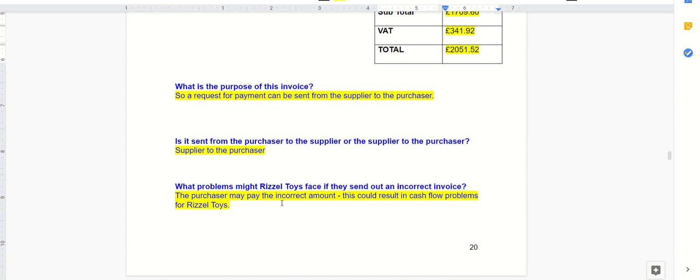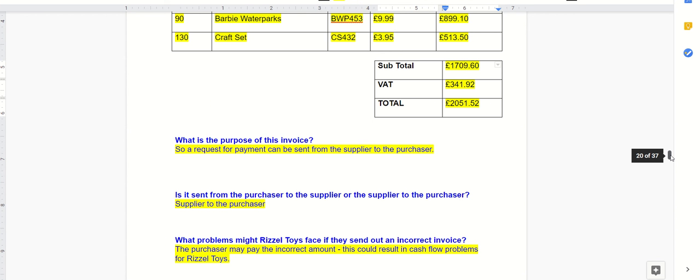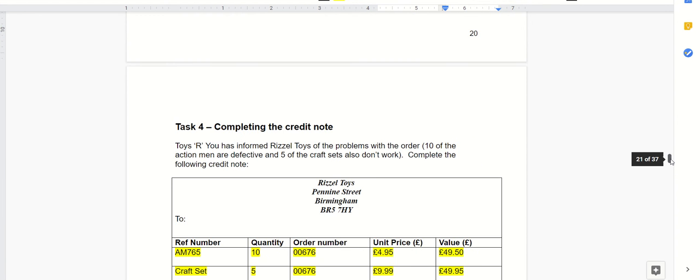What problems might Rizzle Toys face if they send out incorrect invoices? So the purchaser may pay the incorrect amount because they've got the wrong invoice and they might pay less, for example. This could result in cash flow problems. So any time you get less money back from what you're expecting, you've got cash flow problems because you've not got an inflow to match your projected outflows. So there's less money coming in, you might have to borrow money, for example. So even maybe £100 difference could affect the cash flow of your business. So it's always a good thing to say cash flow problems.